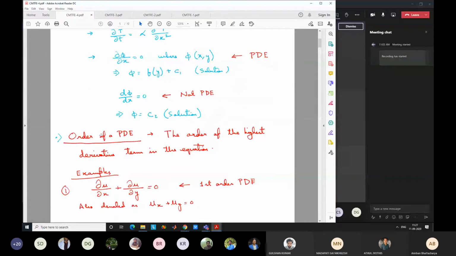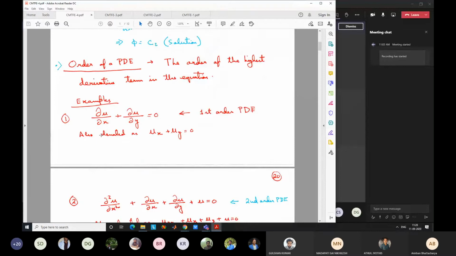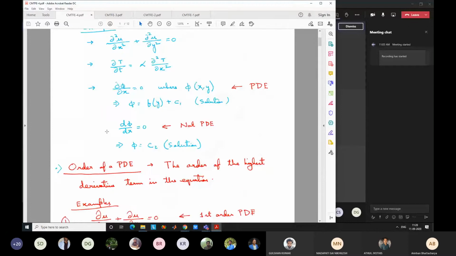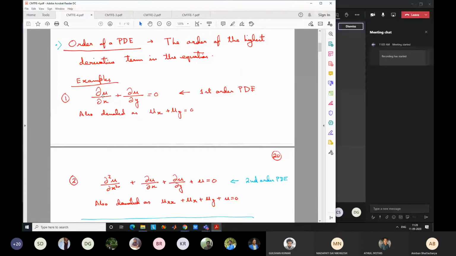There are many other classifications of PDEs, like what is a homogeneous PDE or a pseudo-linear PDE, but we are not going into details on those. For our case, we want to define the order because we want to discuss second order PDEs. I have given some examples. Already we have discussed del u del x plus del u del y equal to 0, a first order PDE. Now we will use some notation.